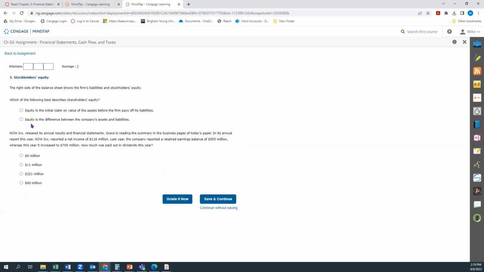Really, it just means if you take everything the business owns and then you subtract from it all the debts the business has, what's left over is the amount that belongs to the owners of the business. And that's what equity is.